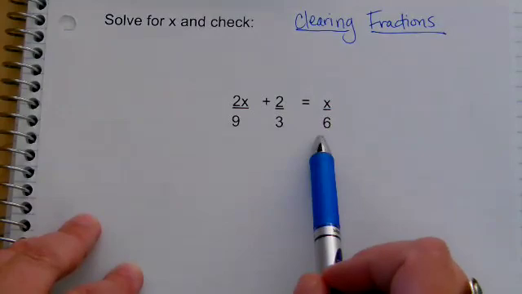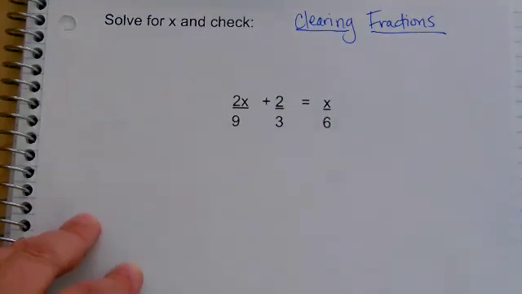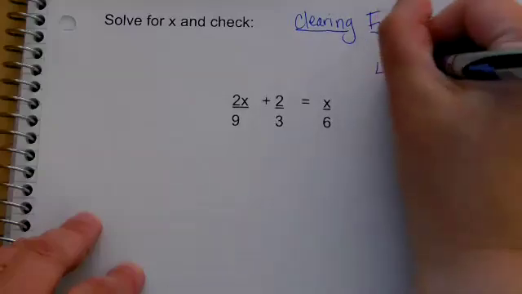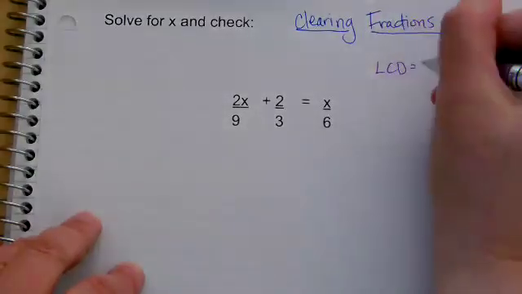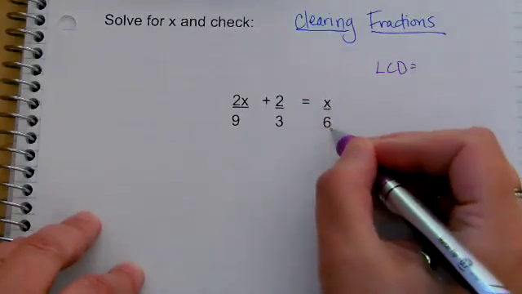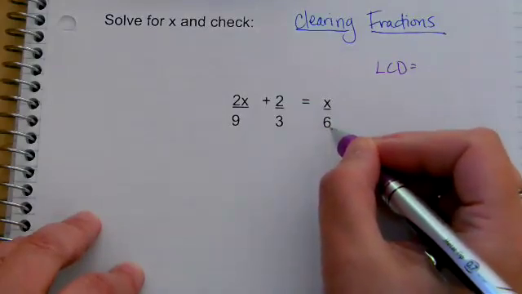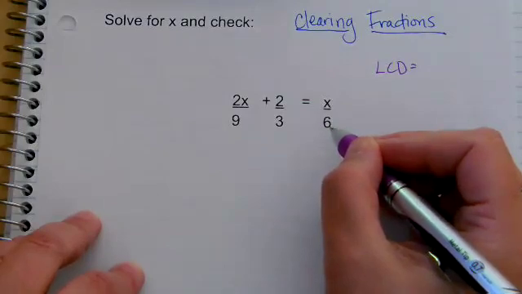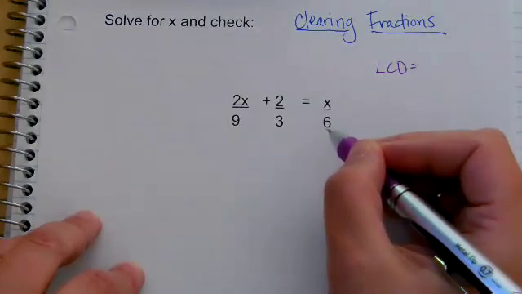Now, this idea of clearing fractions requires us to find the lowest common denominator between all of the fractions. So as if I was going to add or subtract the fractions, I need to figure out how can I make them all have the same denominator? What would be the lowest common denominator between 9, 3, and 6? There's a couple of ways you could figure this out. It has to be a number that they all divide into evenly.